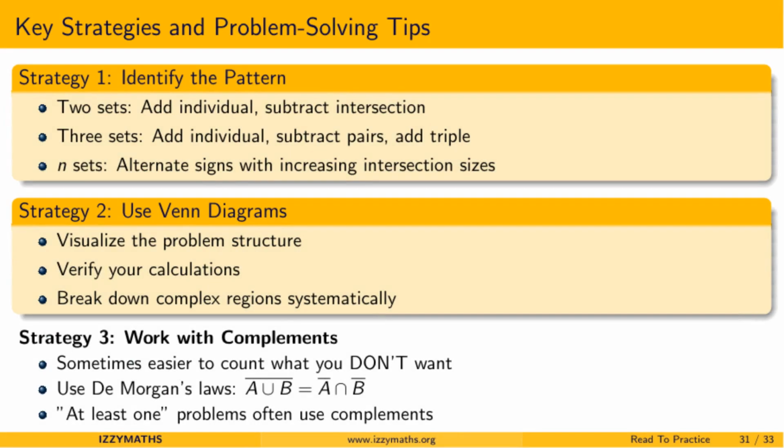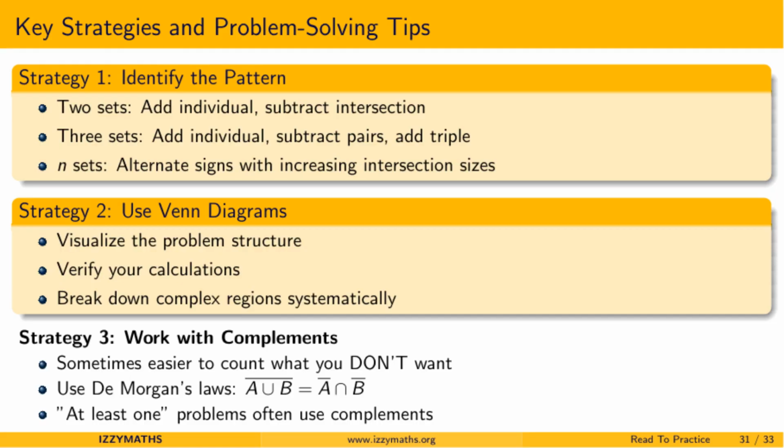Let me share essential strategies for mastering PIE problems. Strategy 1. Identify the pattern. For 2 sets, add individual sizes and subtract the intersection. For 3 sets, add individual sizes, subtract pairs, then add the triple intersection. For n sets, alternate signs with increasing intersection sizes.